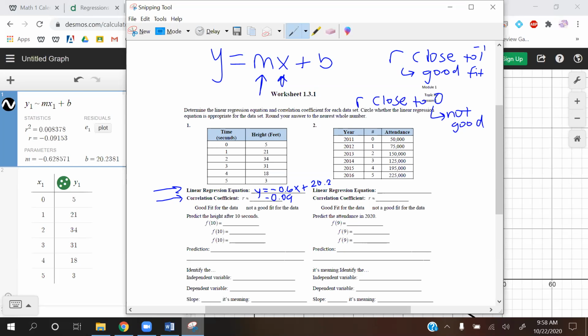Not good. So we have negative 0.09. That's so close to 0. This is a terrible fit for the data. I'm going to circle it. Not a good fit for the data. All right? Any questions about that?